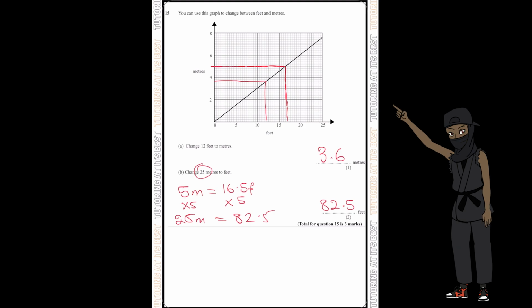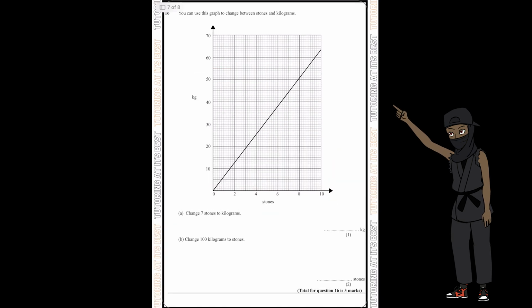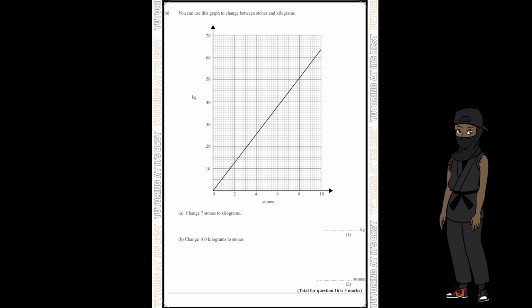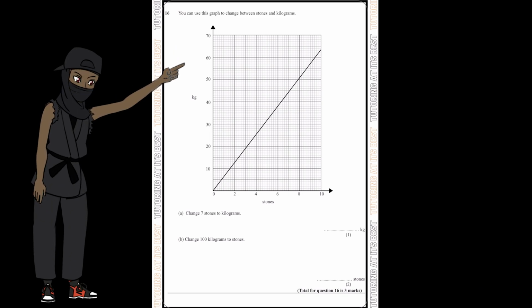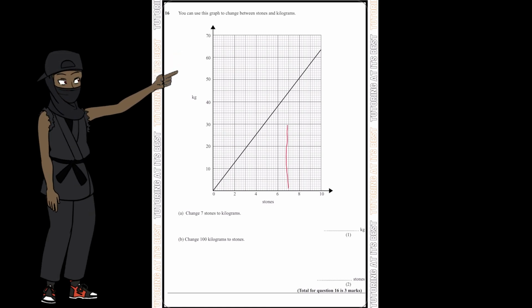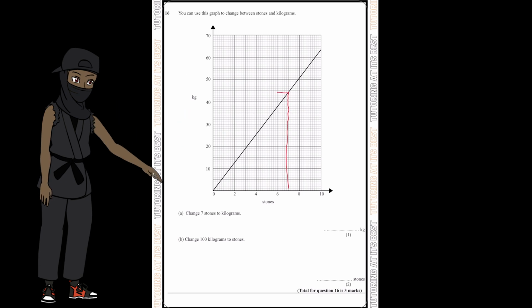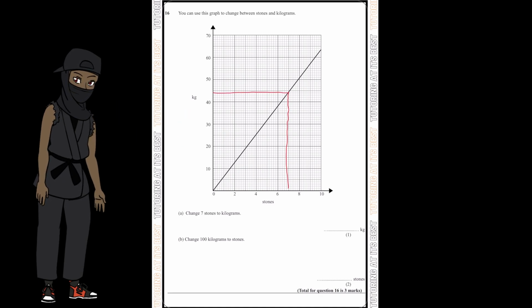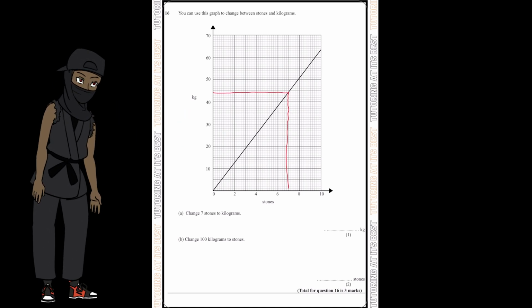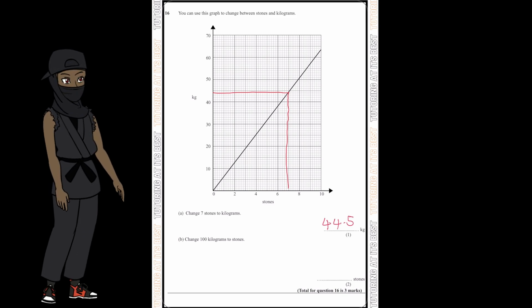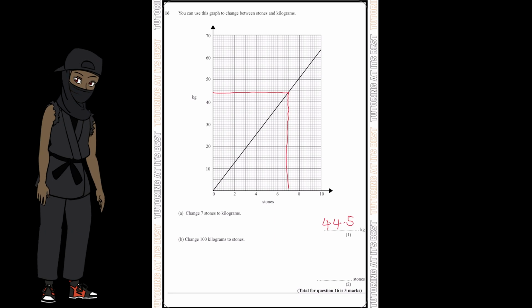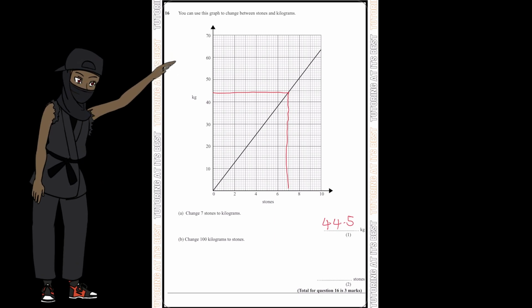Marvelous. Alrighty, question 16. We're now working between stones and kilograms. So we take 7 stones, we go all the way up, mind my sketch, and across, and we've got just below 45, so we'll put 44.5 kg. And now it's asking us to convert 100 kilograms to stones.